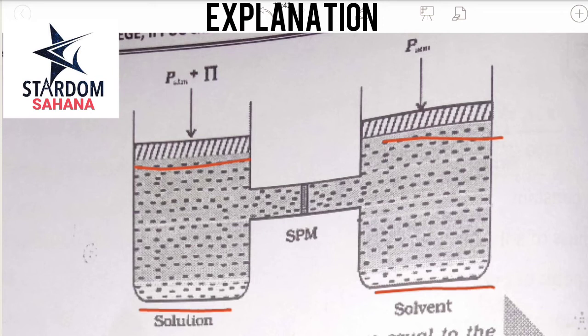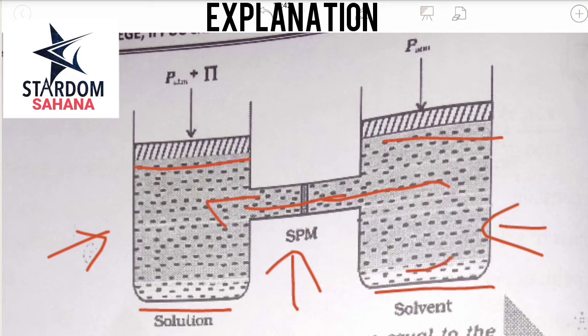Here we have the solution, here we have the solvent, and we also have the semi-permeable membrane. Obviously, when we have these three things, osmosis will be taking place. When osmosis takes place, there will be a net flow of solvent into the solution. Solvent will be going into the solution with the help of a semi-permeable membrane.